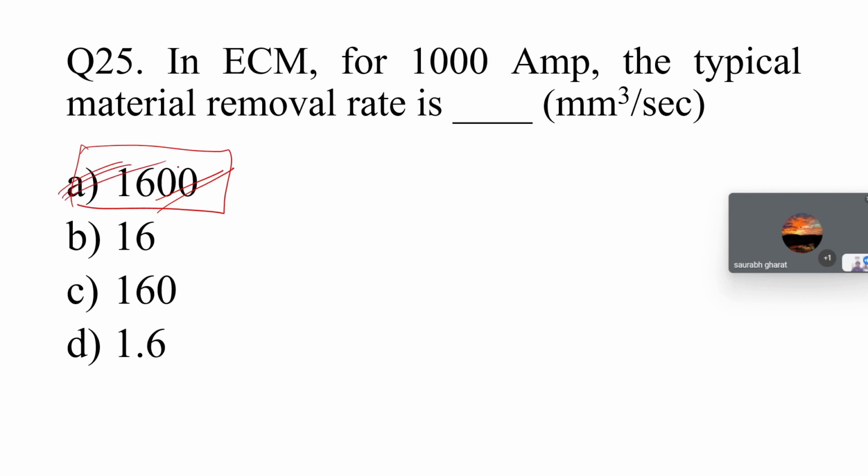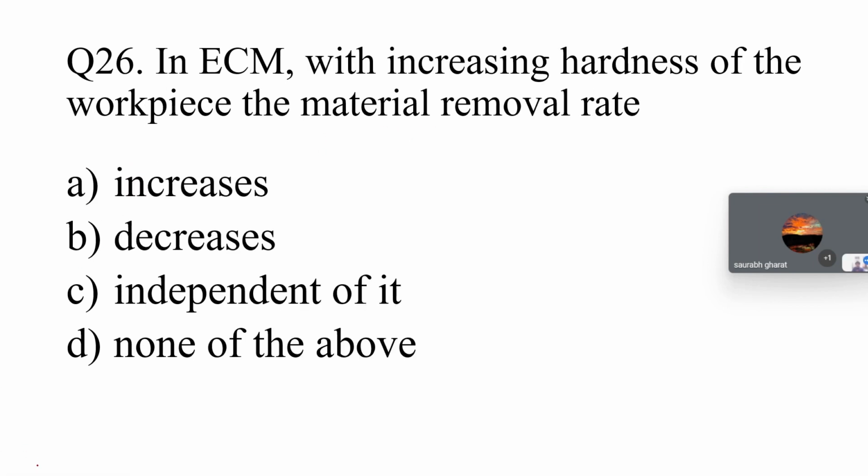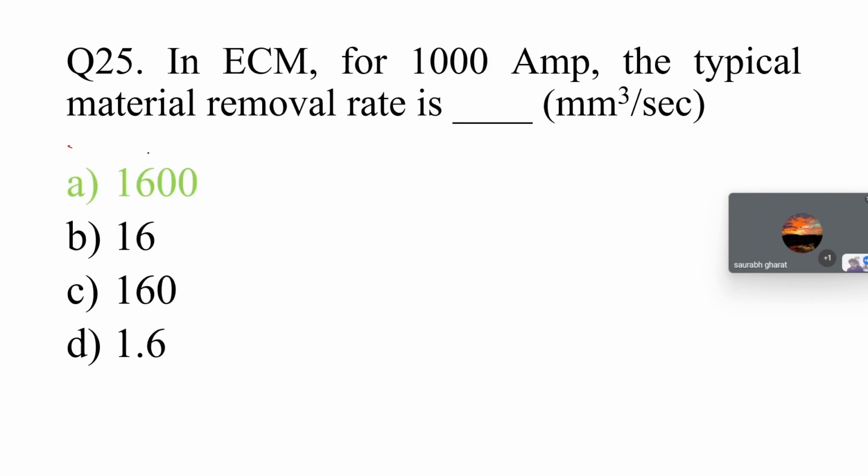600 is the typical value, in meters per second. So this will be the correct answer. Okay? 600 is your typical value of material movement in ECM for 1000 ampere of current.